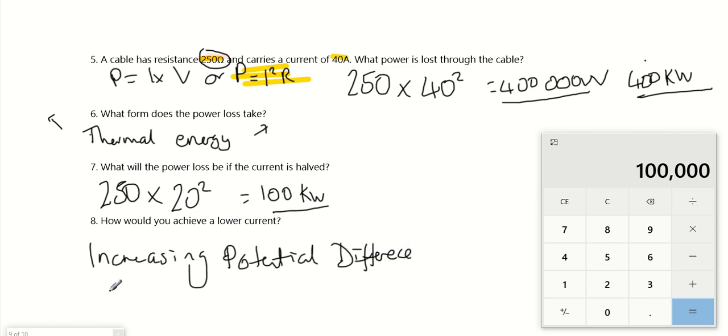Remembering that if we've got P equals I times V, and the power that we're trying to supply is the same, a constant, if we want to make the current lower, we have to make the voltage higher. So, increasing the potential difference.